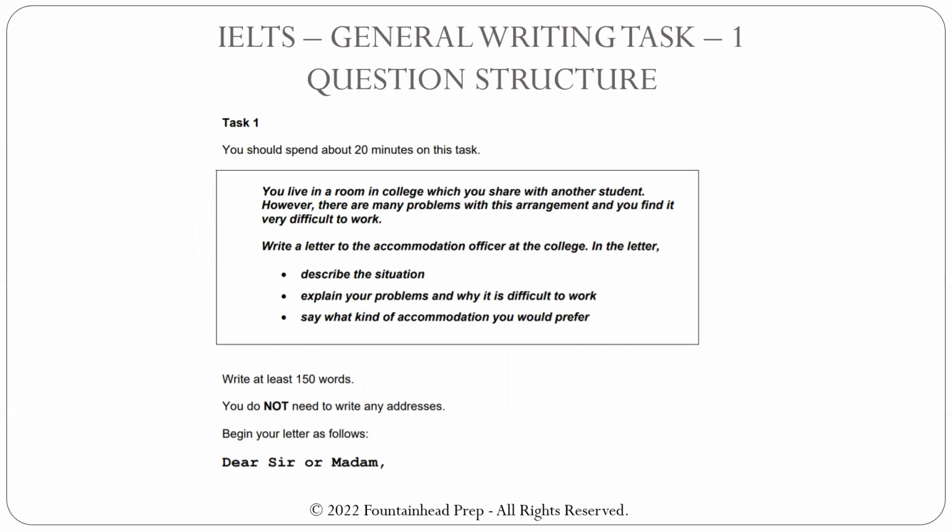In the letter, you have to focus on 3 different aspects. You have to describe the situation. You have to explain your problem and why it is difficult to work. And the third is, say what kind of accommodation you would prefer. Now, the first thing that you're going to do whenever you get the letter writing is to focus on all the 3 bullet points very, very carefully to understand that each of my paragraphs in the body, what will I focus? What is my main focus area when I'm looking at the body? So, the word describe or the word explain or the word say.